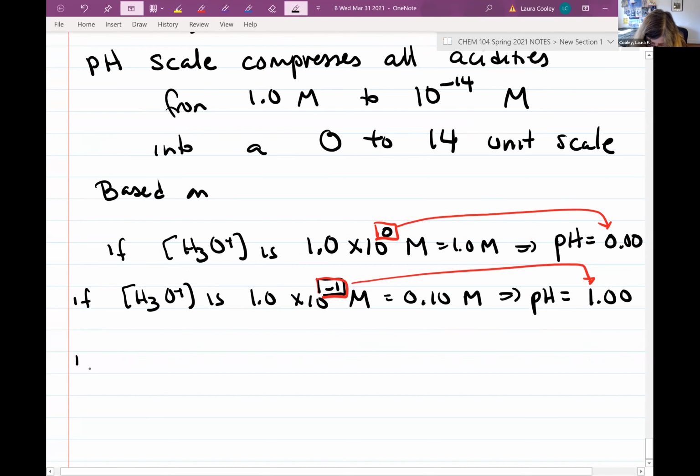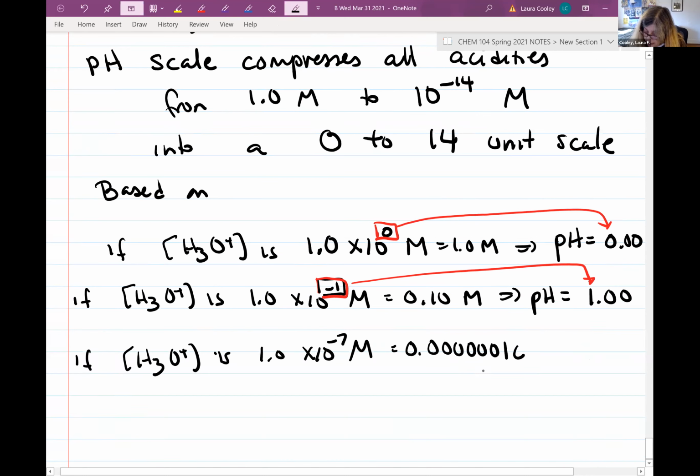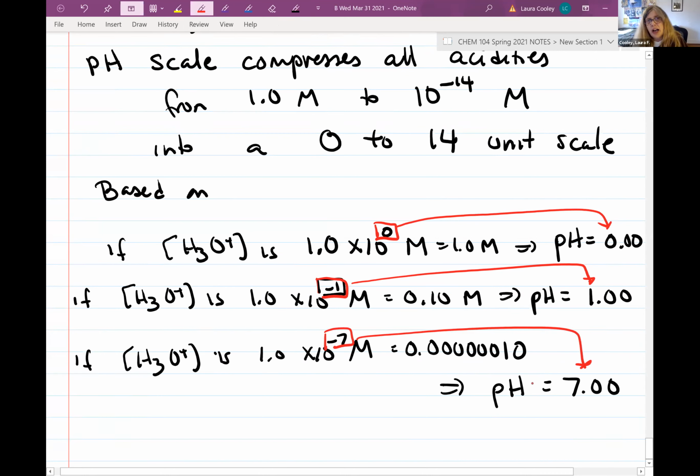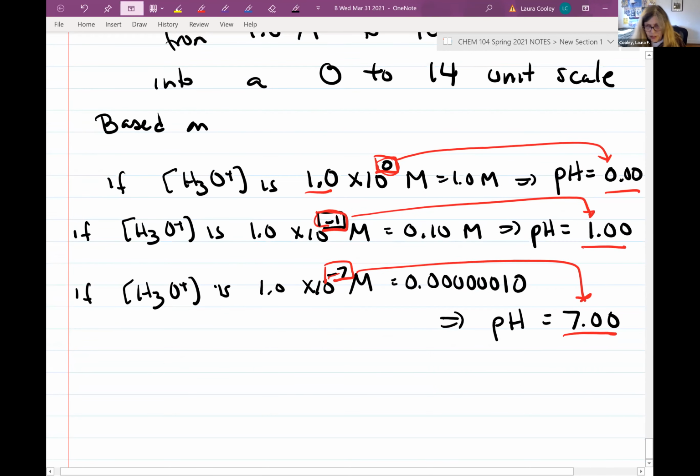Let me just give you one more example. If the H3O plus concentration is 1 times 10 to the negative 7th molar, 1, 2, 3, 4, 5, 6. So that concentration, the pH is 7. So do you see a pattern here? Okay. If you write a concentration of H3O plus and it's 1 times 10 to the something, then the pH is the negative of that something. Okay, that's the pattern.